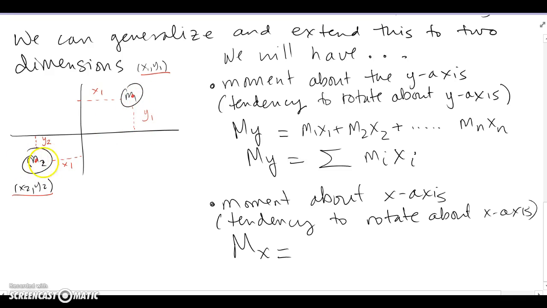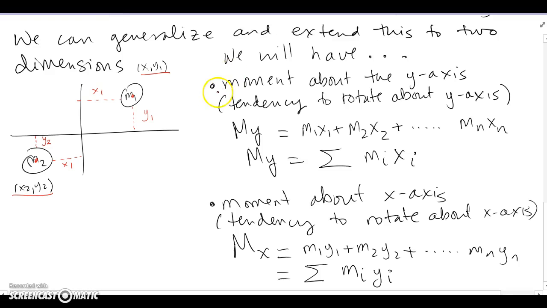How far is m2 from the x-axis? It's the tendency to lose balance and rotate about the x-axis. That guy is really y2 away from the x-axis. So we end up with m1 y1 plus m2 y2 plus, if you have more items, mn yn, and similarly the sum of m_i y_i. So we got the moment about the y-axis, and we got the moment about the x-axis.